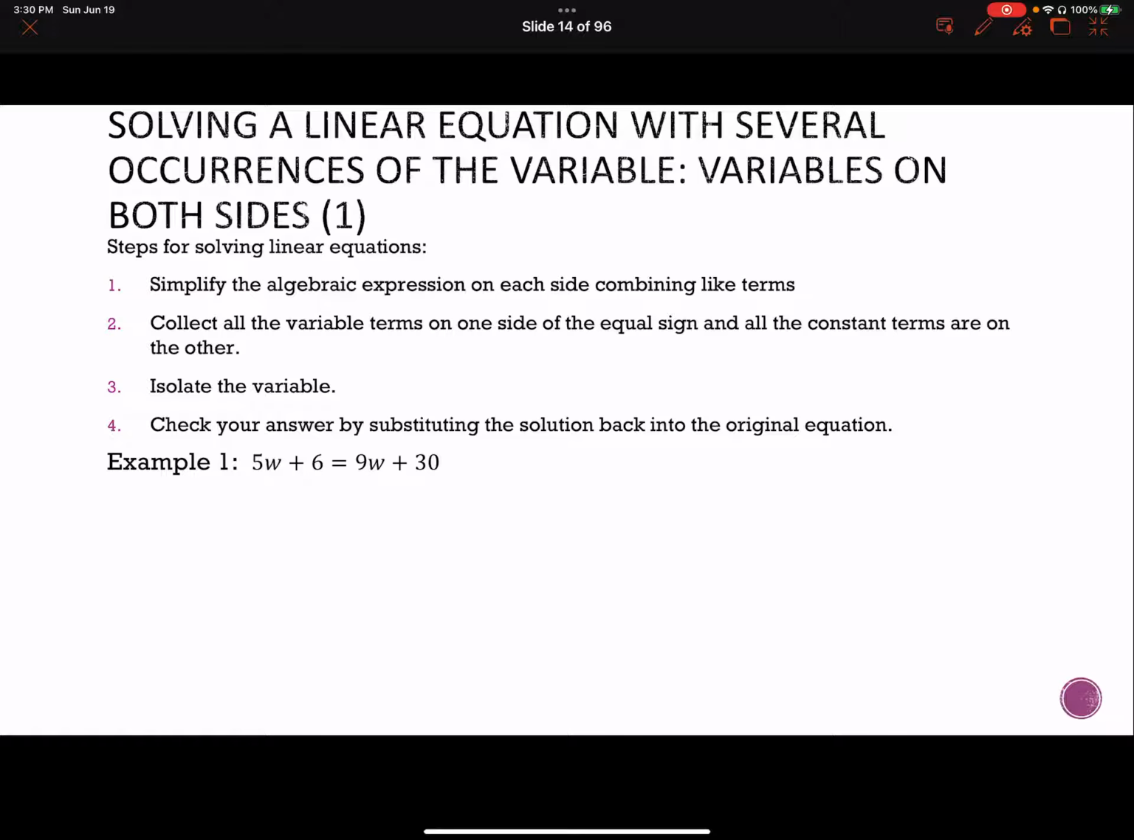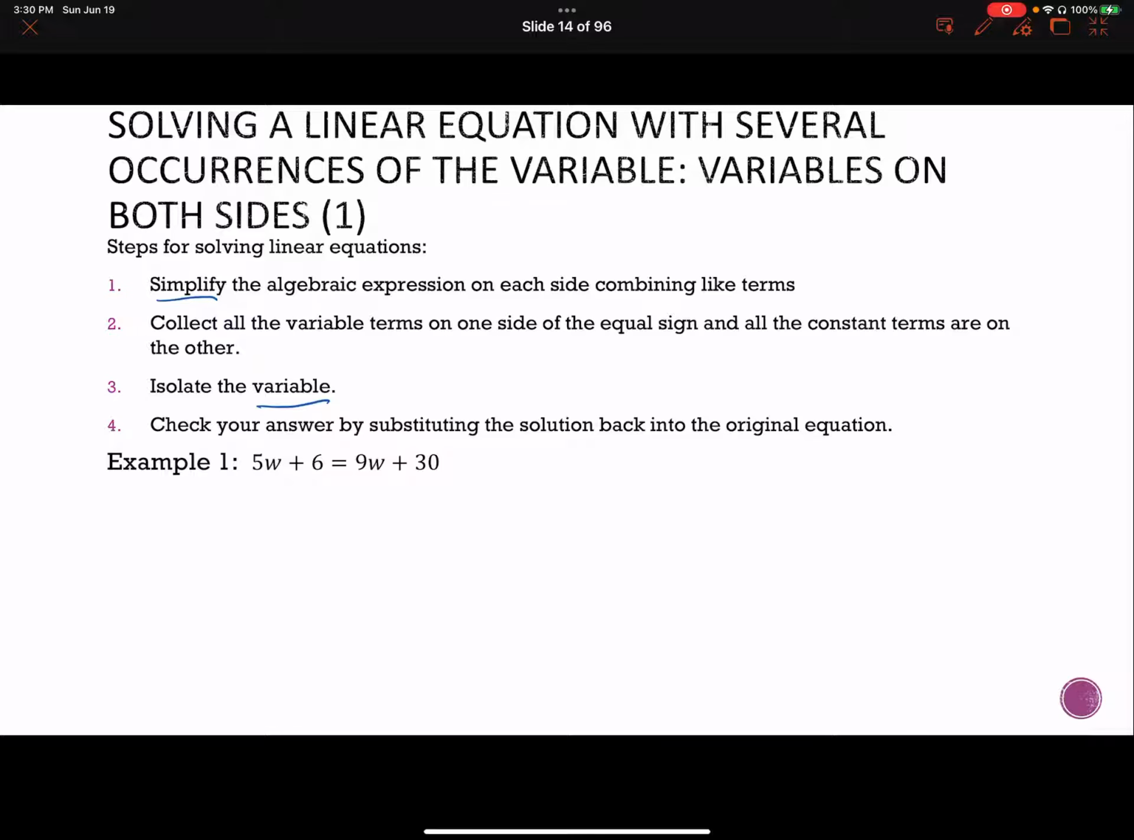This video covers solving a linear equation with several occurrences of the variable when the variables appear on both sides. It's the same steps for solving all linear equations. First, we need to simplify the algebraic expression by combining like terms. We need to collect all the variable terms on one side of the equal sign and all the constant terms on the other. We need to isolate our variable.